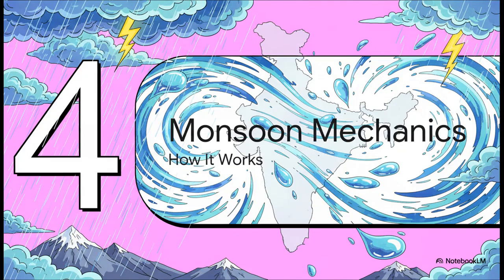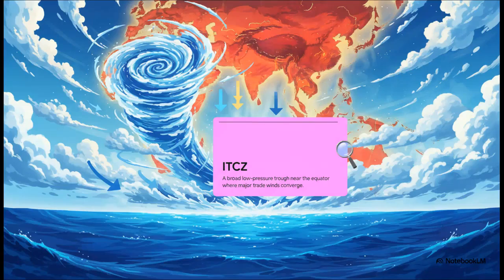Which brings us to the main event, Section 4, India's monsoon mechanics. How does all this rain actually get pulled into India? Well, it all starts with the ITCZ, or the Intertropical Convergence Zone. I want you to think of this as a massive low-pressure heat vacuum.